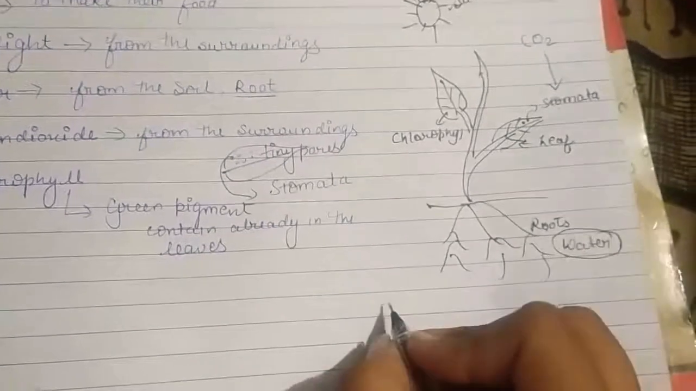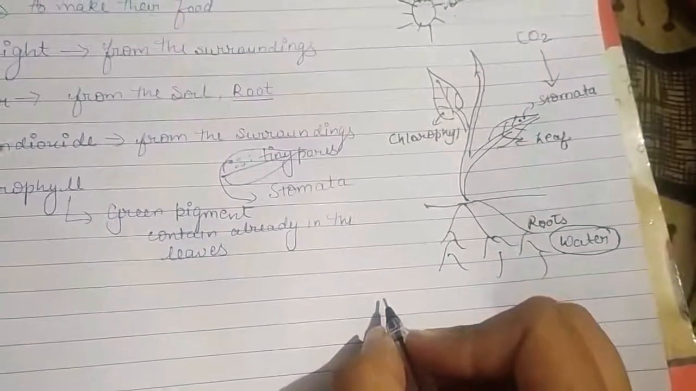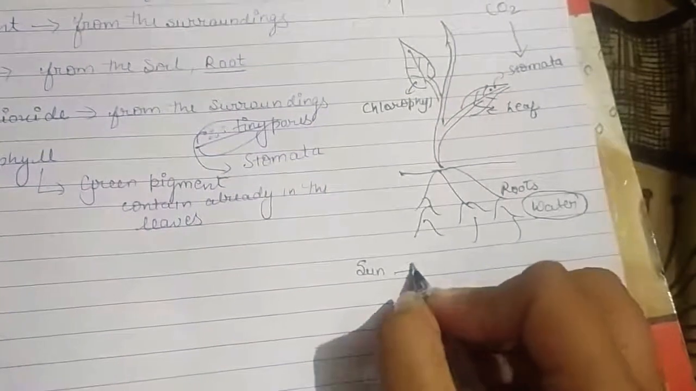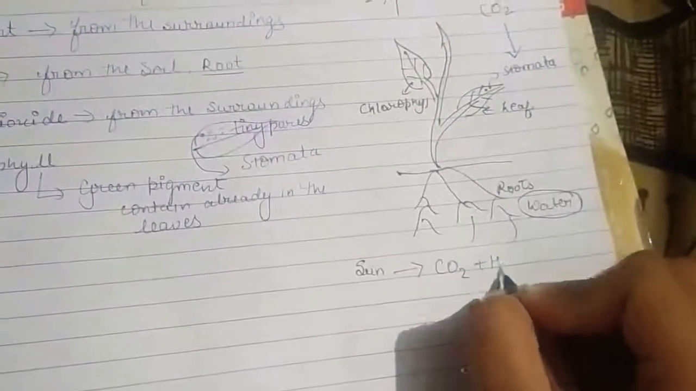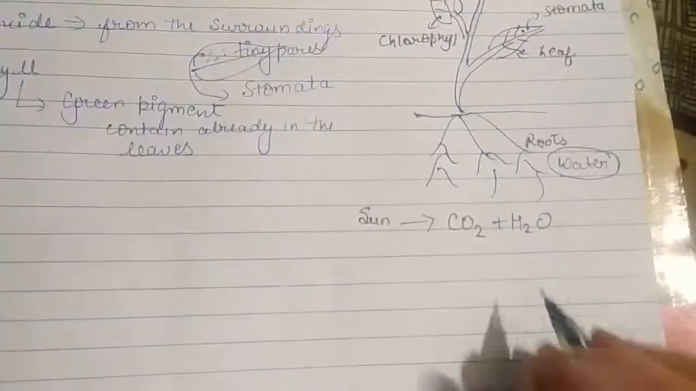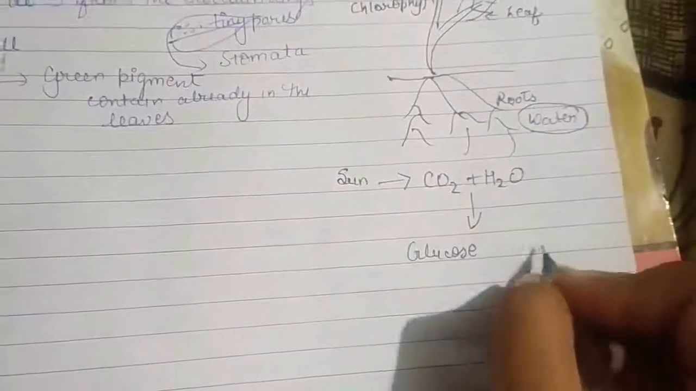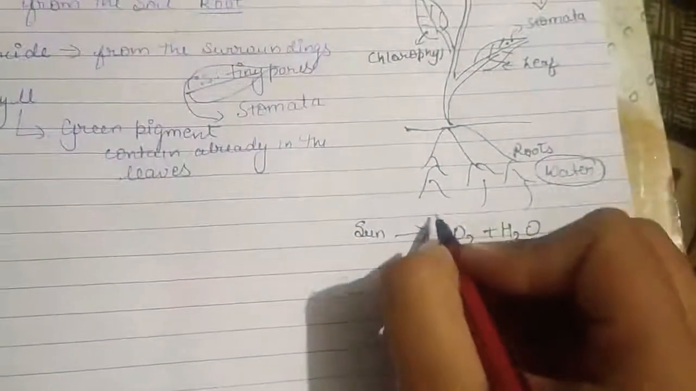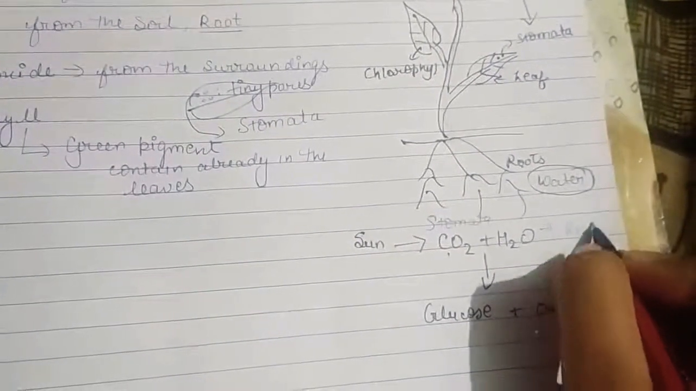Again I am repeating, usually the plant absorbs energy from the sun and uses this energy in converting CO2 and water into glucose and oxygen. CO2 is taken with the help of stomata, water with the help of roots.